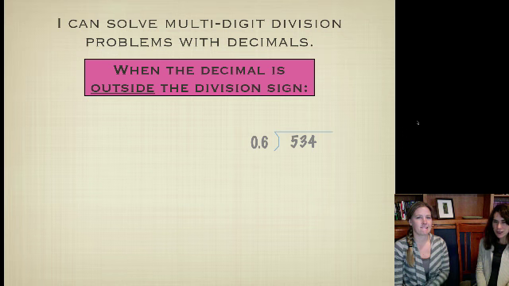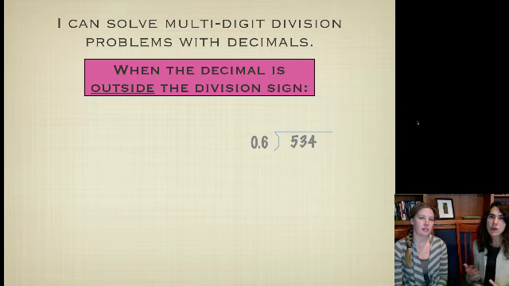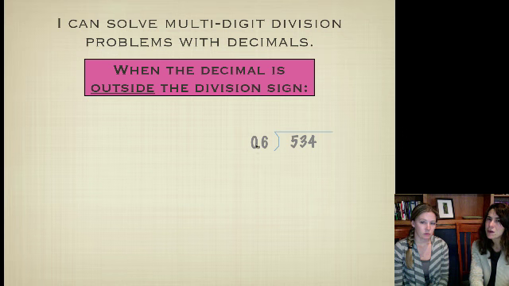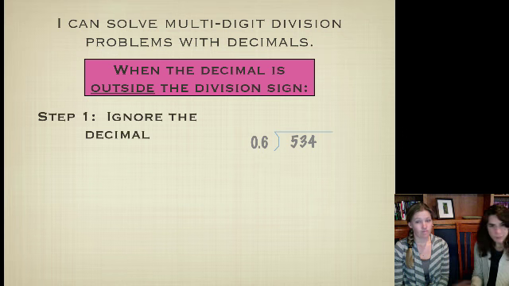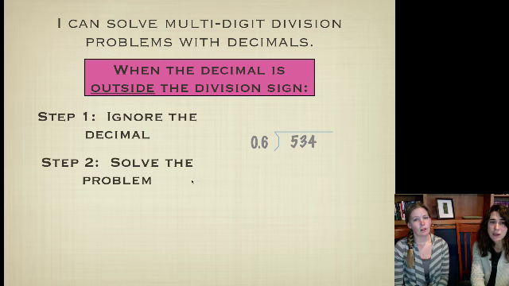One more scenario, and we're just going to quickly talk about what you do when the decimal is outside the division sign. You'll notice there's no decimal here, but there is one here. First of all, you just get to ignore it again. Do that, and then just solve the problem. So we're going to show you how to do that.